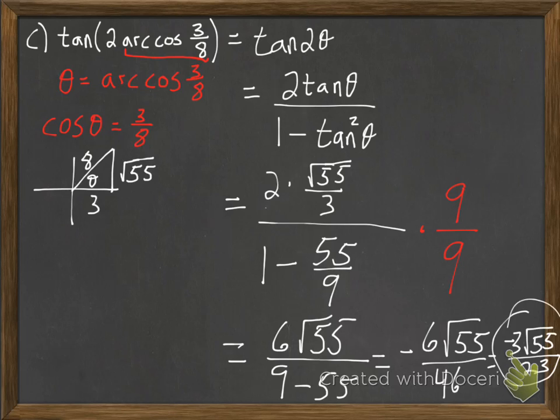Notice it's negative. Well, it's because although theta was in the first quadrant, 2 theta was big enough to get us over into the second quadrant.